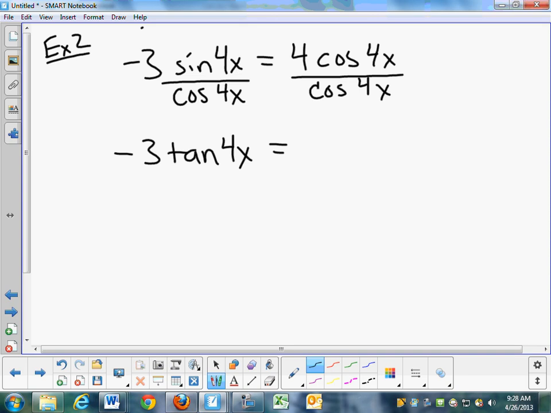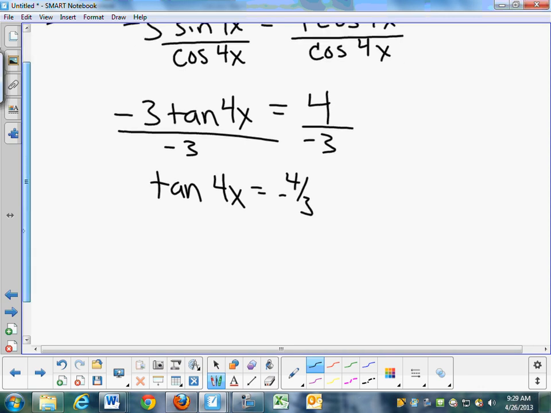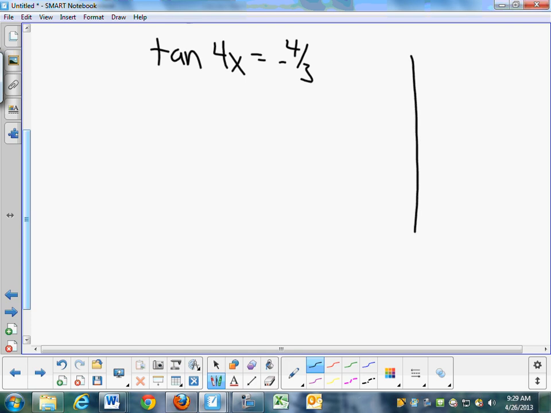equals 4. Now divide by. Now, everybody hold on here, okay? There's a trick. Because now we got a 4x. How do you handle that 4x? Well, first of all, where's tangent negative? Second and the fourth.